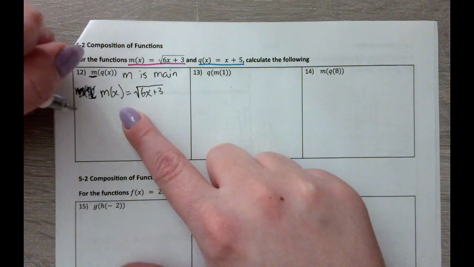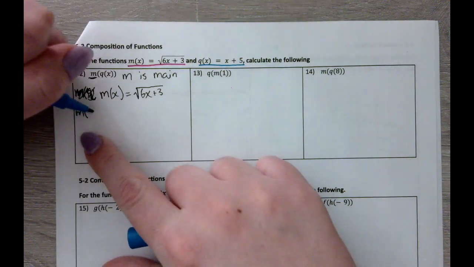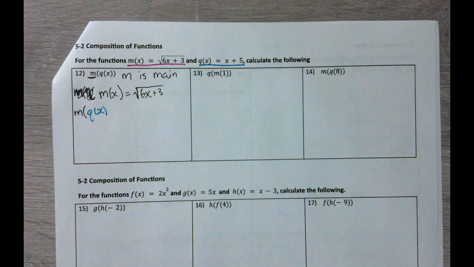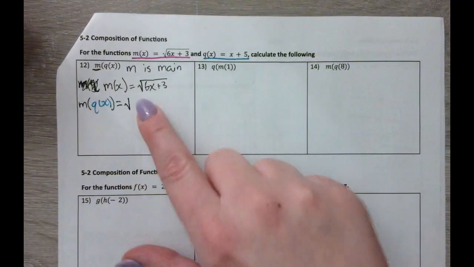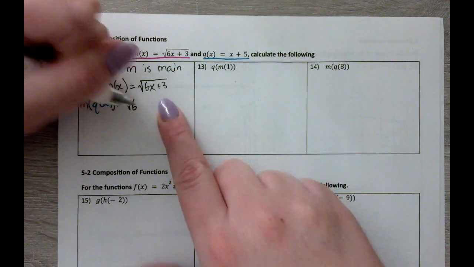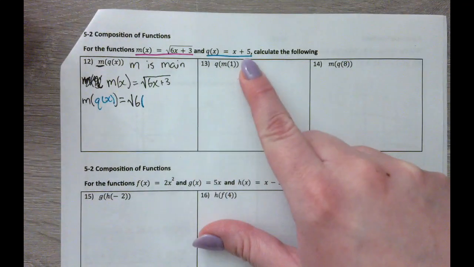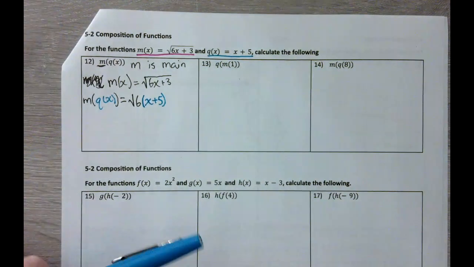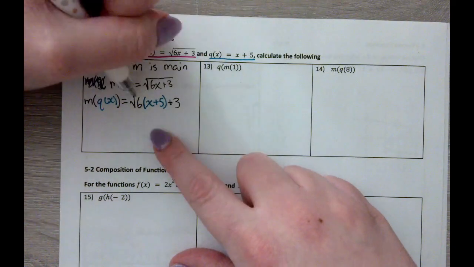So when I write it over here, so my colors will come in, m of q of x, my blue function, equals square root. I'm going to write out m until I get to the x. 6, and then in parentheses, I'm going to replace that x with all of this. So this was x plus 5. And then I'll finish it off from there. Plus 3, carry over the square root.